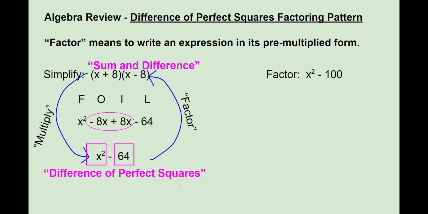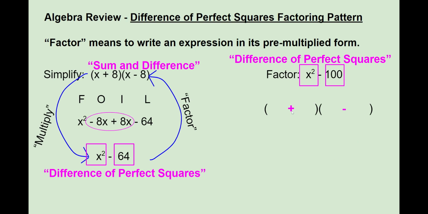So here's a quick example. This one says x squared minus 100. So the first step is pattern recognition. First of all, we have a perfect square minus a perfect square, which means we have a difference of perfect squares. So we just have to memorize that a difference of perfect squares will always factor into a sum and a difference.